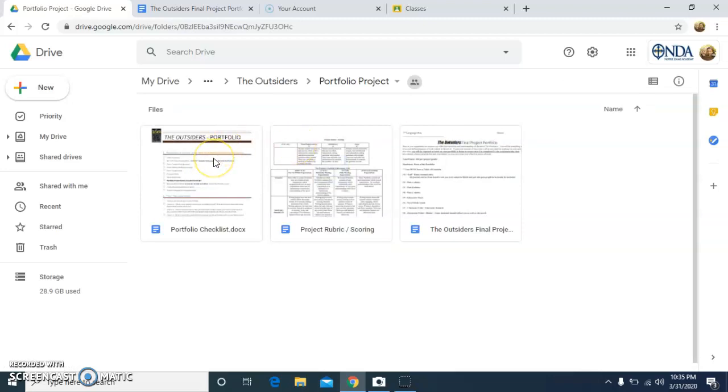The first document is just a checklist that you can use towards the end of the portfolio project to kind of keep tabs on, yes, I've got everything that I need. Got things in order, etc. So please definitely make sure you do check that out. The second one is the rubric, how you're going to be scored. So you'll definitely want to take a look at that as well and make sure that you are aware of the scoring process. The one that we want to take a look at today is this one called the Outsiders Final Project. So go ahead and click that, open it up, and definitely make a copy of it for yourself.